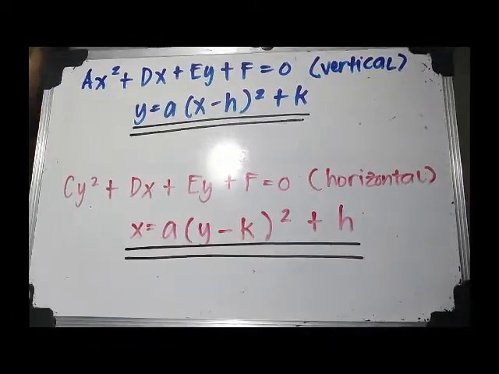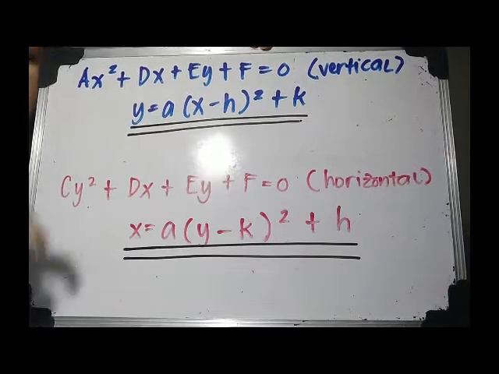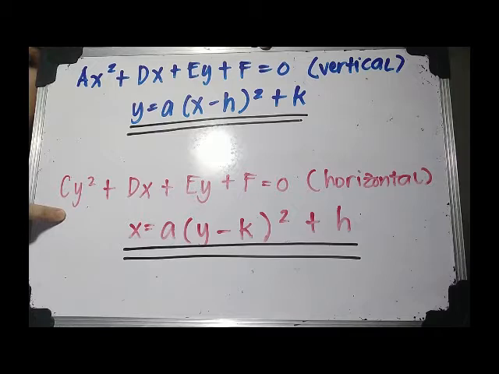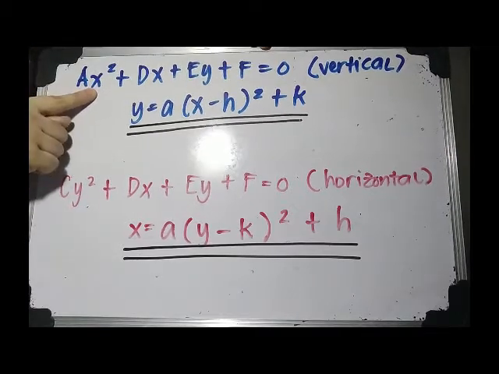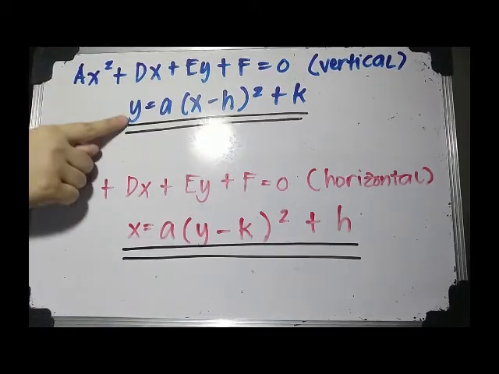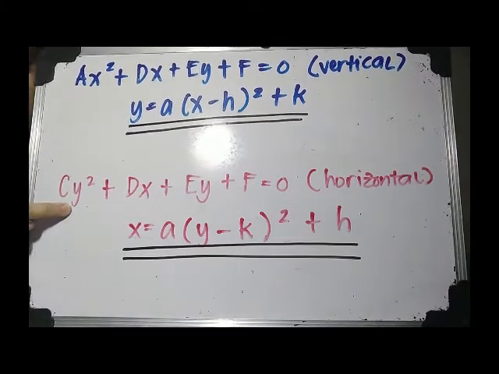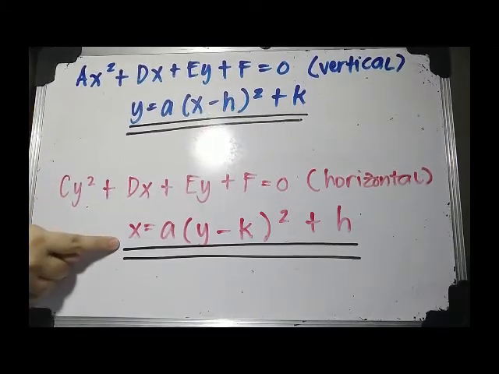Now in dealing with the general form of equation of a parabola, we could actually have an x squared or a y squared. Okay? If we have an x squared, meaning we need to isolate y on one side of the equation. If we have a y squared, we need to isolate x in one side of the equation.